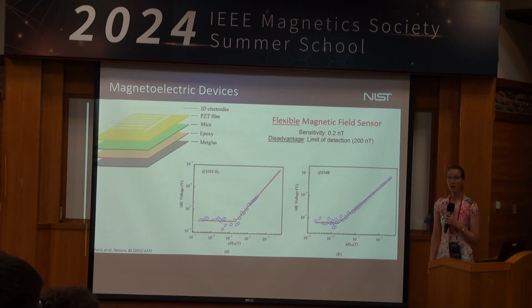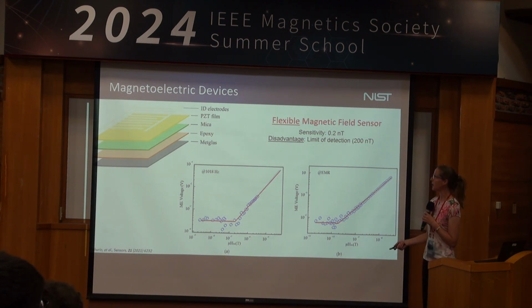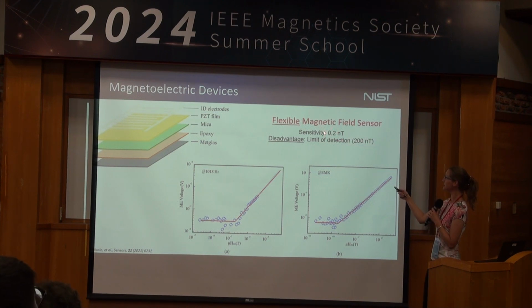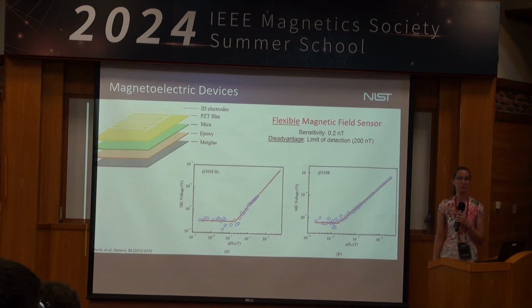So this is another generation, more recent one. This is focused more on the flexible side of things. So we have a mica layer in here in order to add to the flexibility. Sensitivity here is about 0.2 nanotesla. But one thing you have to pay attention to in these materials is that although I say that's the sensitivity, the limit of detection is only about 200 nanotesla in this case. So that's one of the things that you really have to pay attention to in these materials.